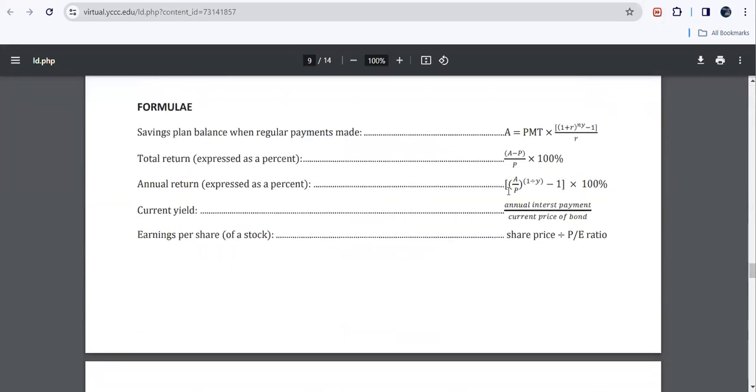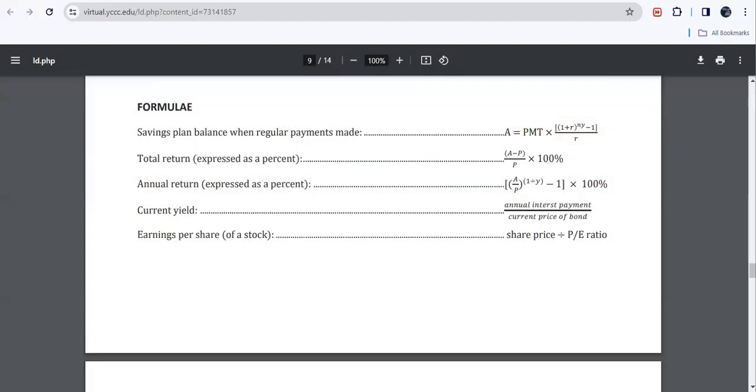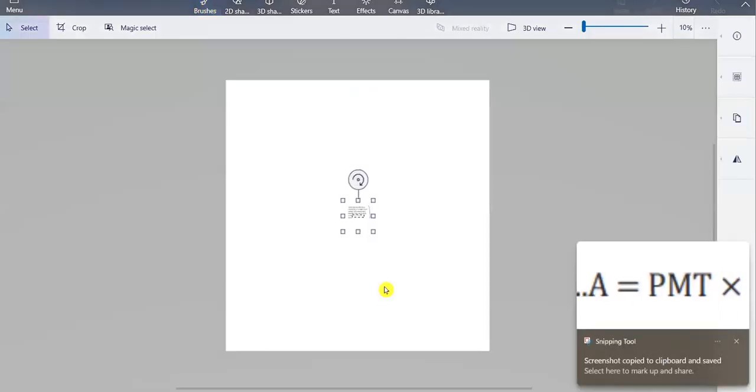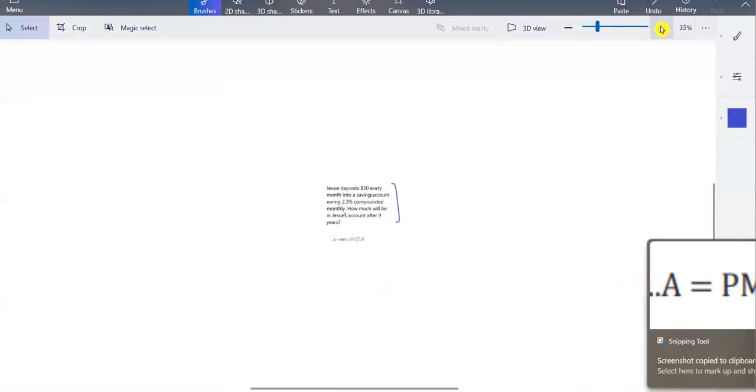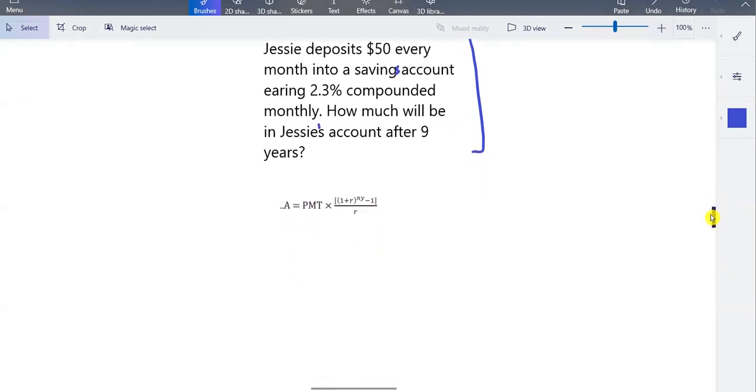But then we get down to the formulas. So savings plan balance when regular payments are made is this one right here. And I'm gonna just copy this and plug it into my whiteboard. I'm copying. There we go. Because then I have to write it one last time, in my handwriting. Okay, so that's our formula there.